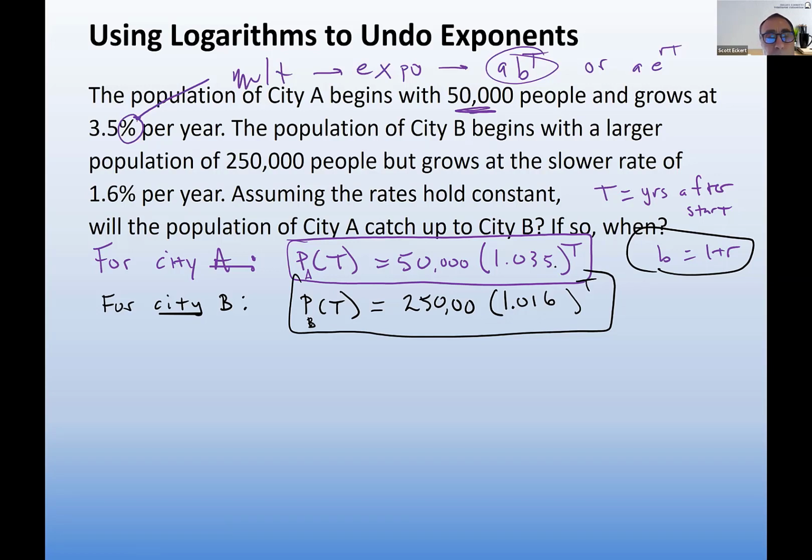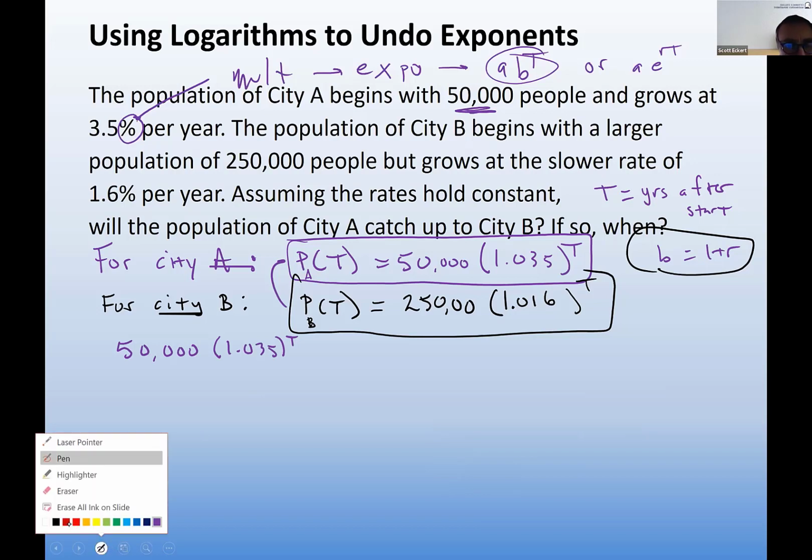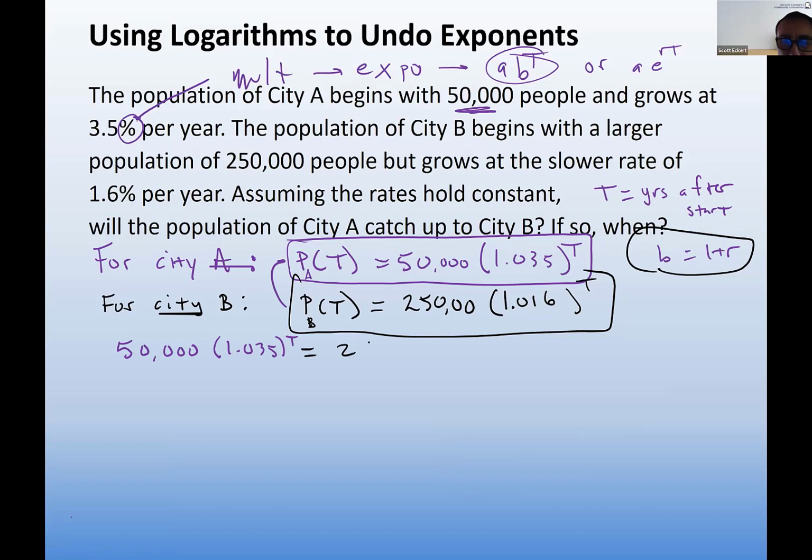Assuming the rates hold constant, will the population of city A catch up to city B? Any thoughts? We equal the both equation and we find t. Exactly. When are the 2 cities going to catch up? It's when the 2 equations are equal. So we're going to make these 2 equations equal. So we'll have 50,000 times 1.035 to the t power. And we're going to set it equal to the other equation to see when do the 2 cities have equal population.